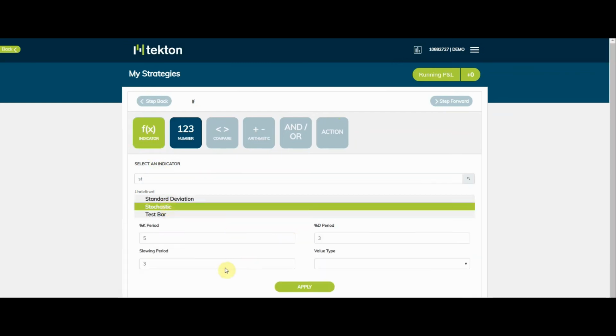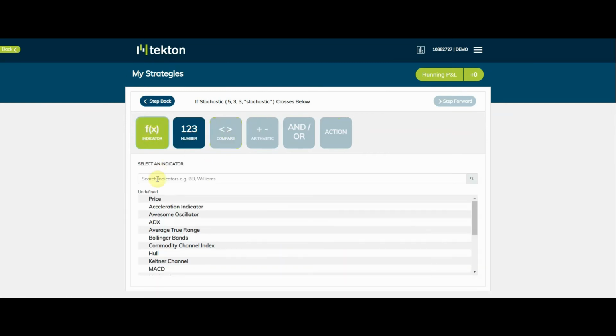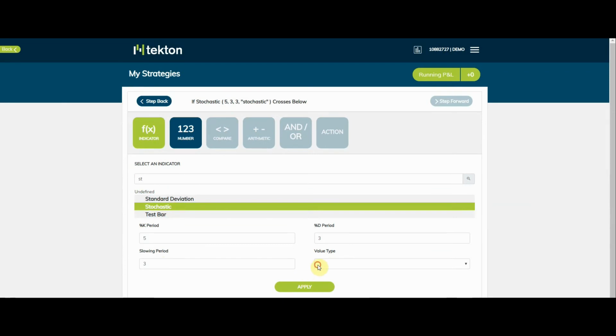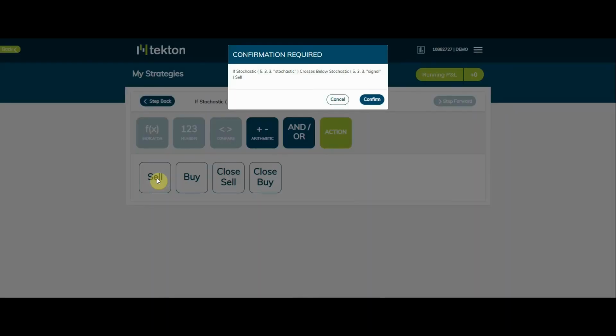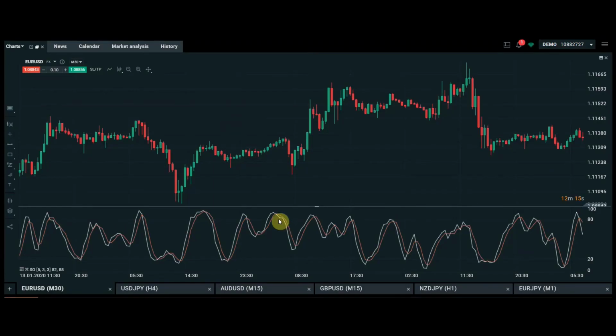stochastic 5 3 3 main, so this is the main stochastic line, crosses below the signal line, the action is to sell. So now we've got: if stochastic main line crosses below stochastic signal line. That's basically written the algorithm for that move.